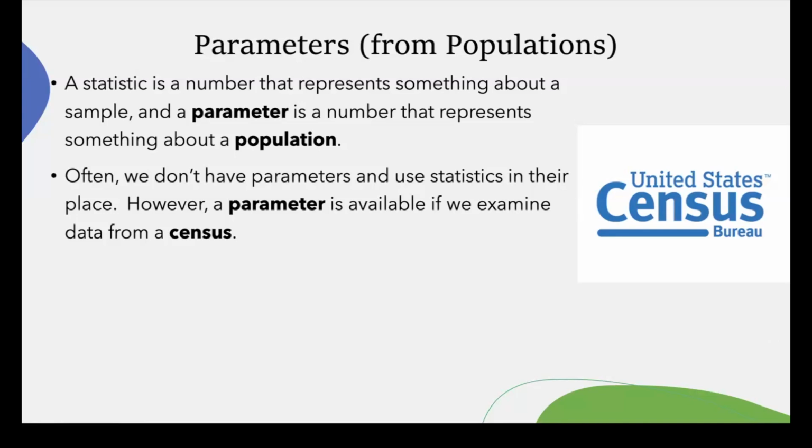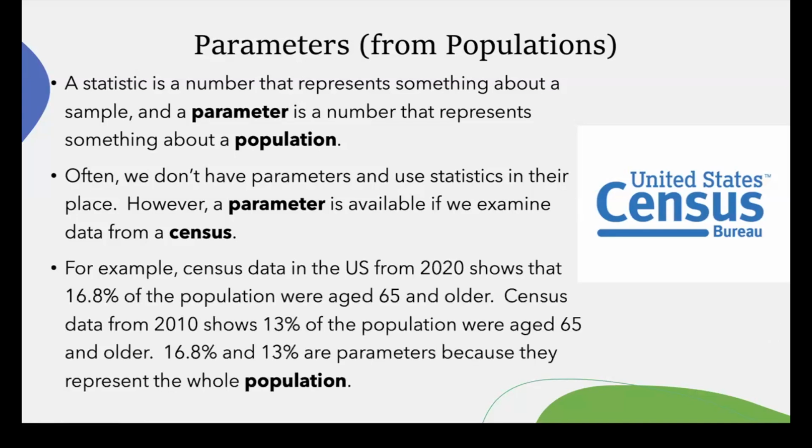But when we do have the data from a population, we can extract a parameter from it. A parameter is available if we examine data from a census. A census is what we get when we look at the whole population. So, for example, census data in the US from 2020 shows that 16.8% of the population were aged 65 and older. Census data from 2010 shows 13% of the population were aged 65 and older. So two different decades, the 2020 census and the 2010 census, with 16.8% and 13%, are both called parameters. They represent the whole population. So a statistic is a single number that represents a sample, and a parameter is a single number that represents a population.